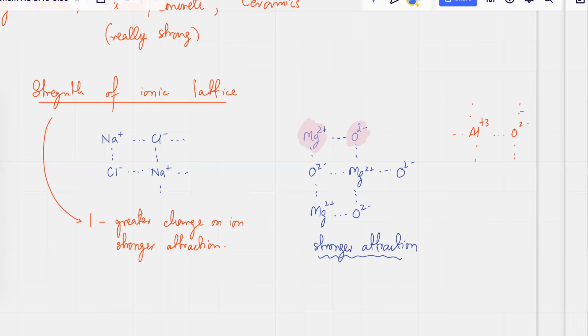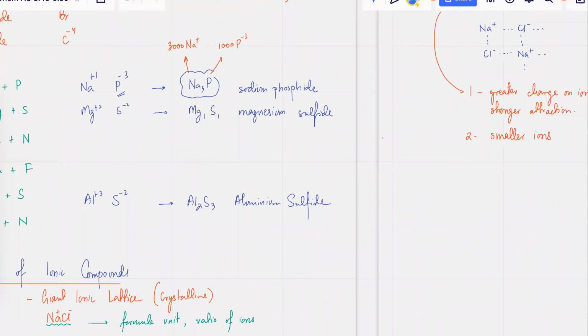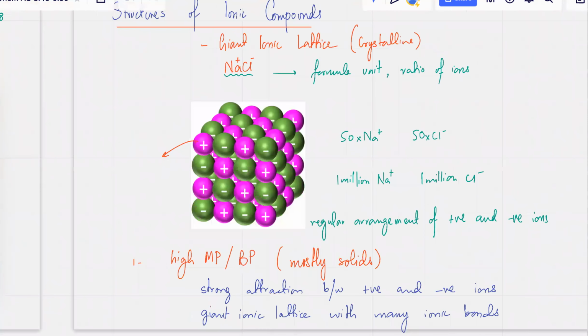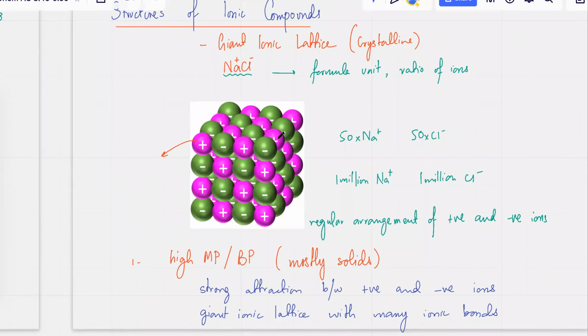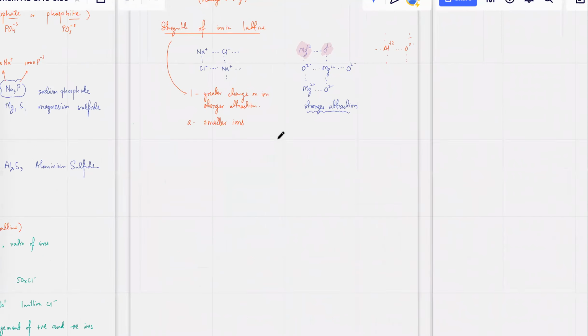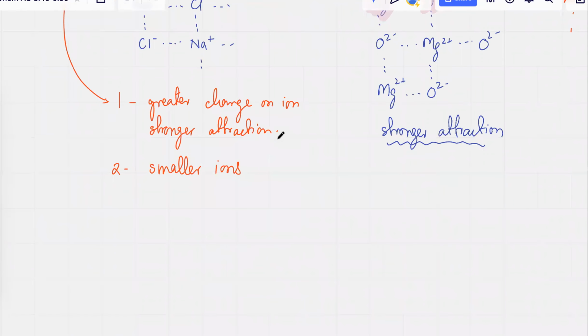The second factor is about the size of the ions as well. Smaller ions are more tightly packed. Like if you look at this lattice over here, if you had a smaller atom and it was forming an ion, the ions would be more tightly packed. They would be closer together. If you've got a bigger ion, the ions would be further away from each other. So that's another factor, that if you have smaller ions, they are going to be closer together in the ionic lattice.